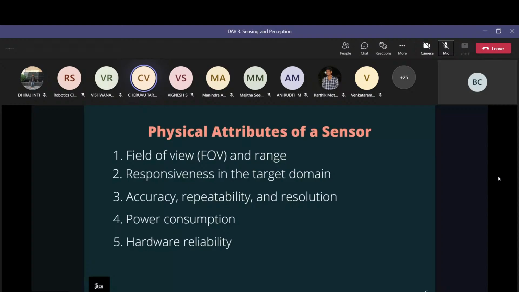So you need to determine the field of view, range, responsiveness, accuracy, repeatability, and resolution of a sensor. These are all basic physical attributes which you have to take care of when you work with sensors. When you are designing your own sensor or working with any sensor, every sensor will have all these physical attributes. And it is advantageous to know about these physical attributes of different sensors. Whatever sensor you're working with, it is better that you know all these physical attributes, so that it will decrease the doubts or problems you face when you use the sensor, and it will improve your experience with the sensor even more.